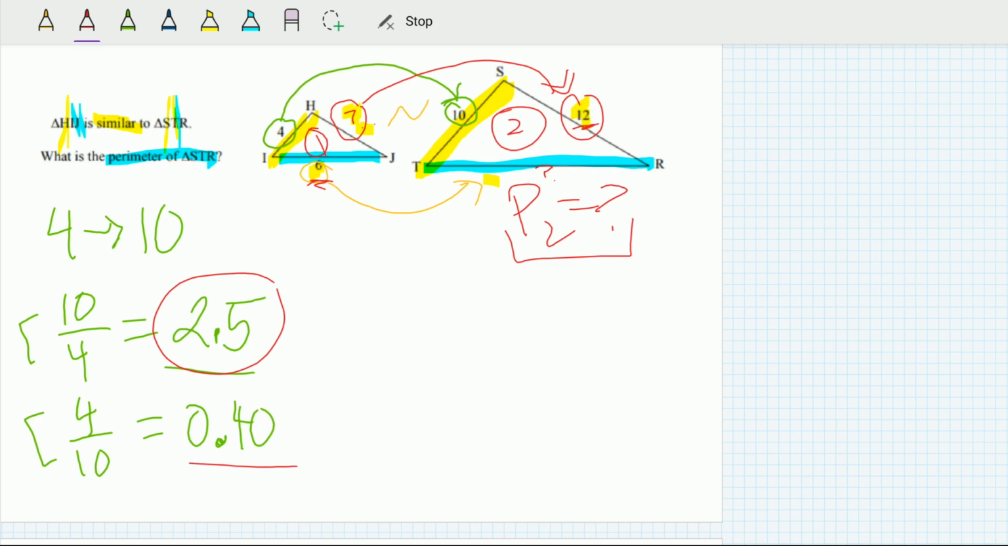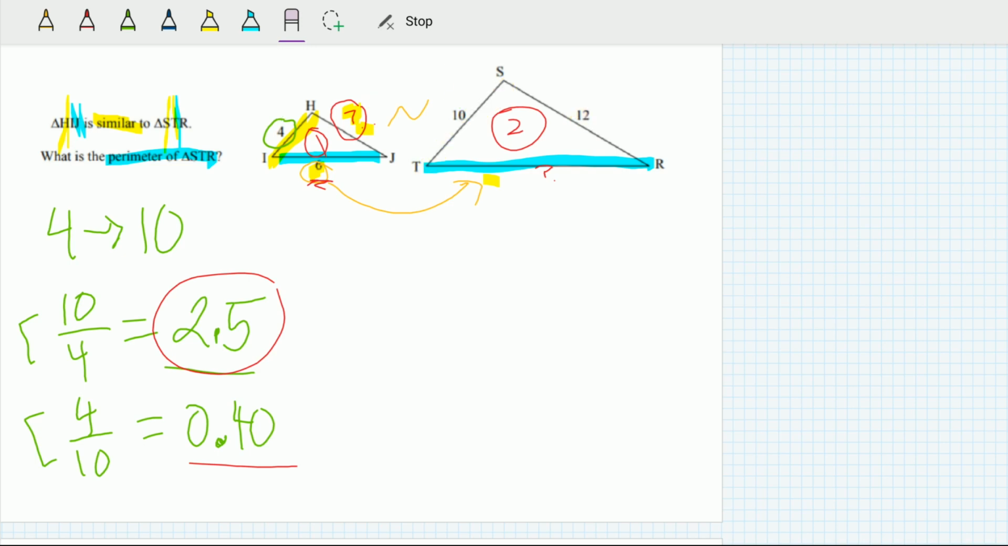But now just think about it. You're trying to figure out the perimeter of the larger one, right? So let me go ahead and clear a lot of this out, so it can look a little bit better. I'm going to clear stuff that I don't need right now, and you will see why. So if you notice, I already have the 10 in this triangle. I already have the 12 in this triangle. I just need the last side so I can figure out the perimeter, right?